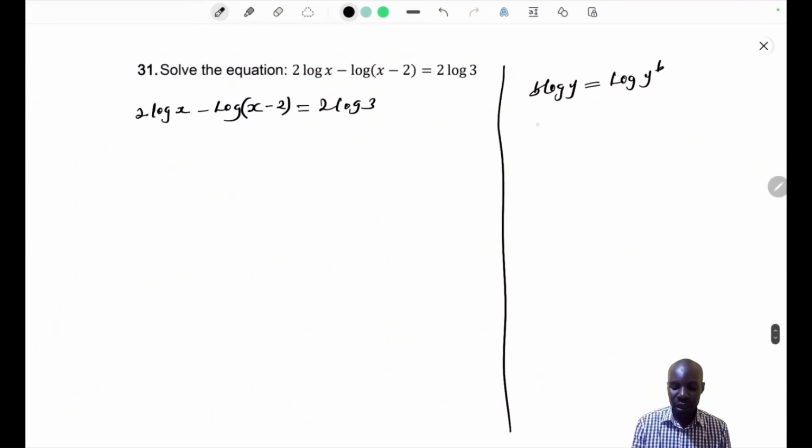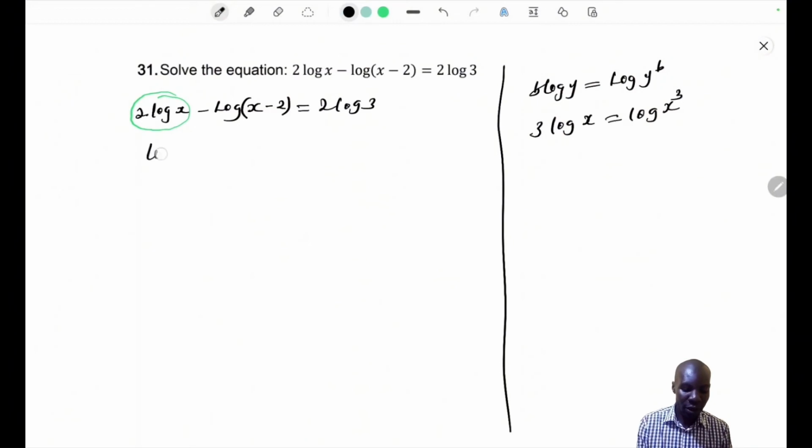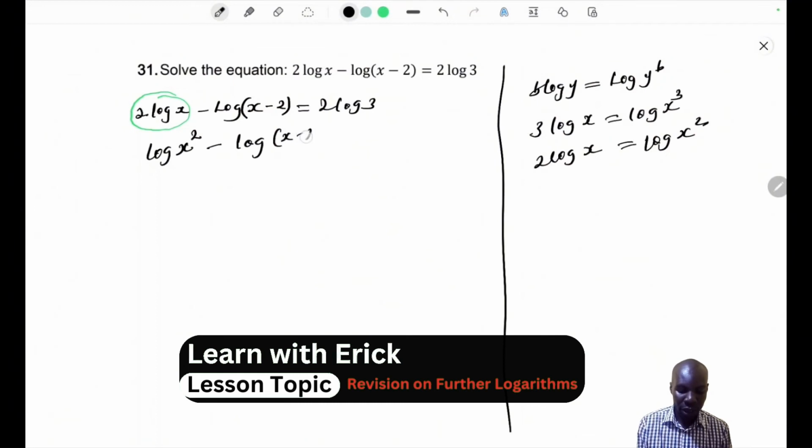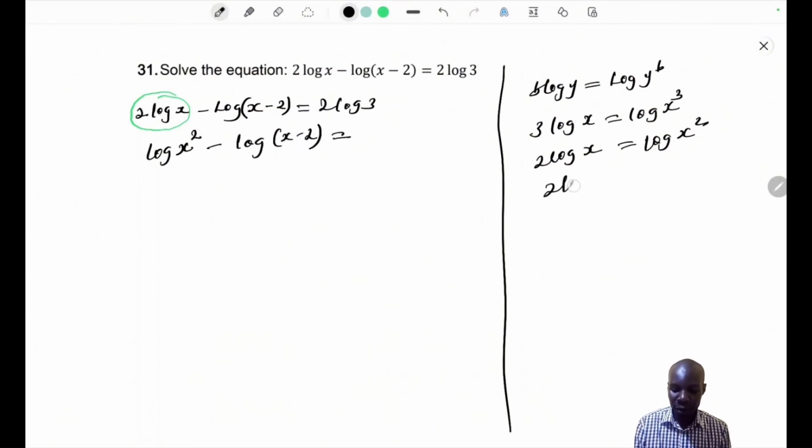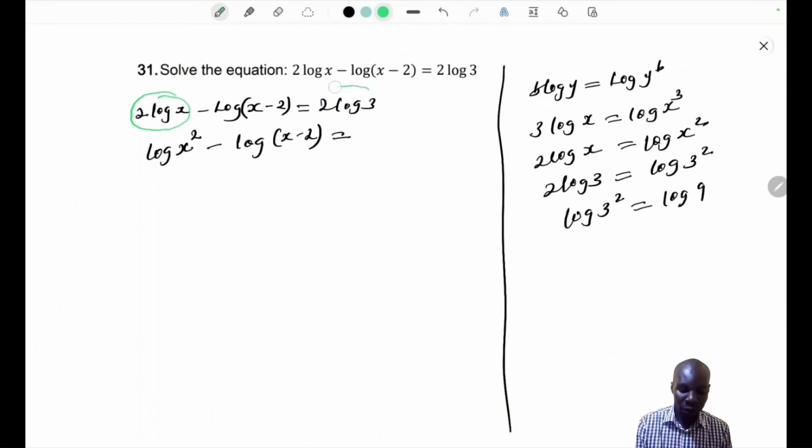If you have 3 log of x, we know that this can be written as log of x to the power 3. So in our case here, 2 log of x can be written as log of x to the power 2, minus log of x minus 2 equals, if you have 2 log of 3, we know that it can be written as log of 3 to the power 2, and log of 3 to the power 2 is equal to log of 9. So instead of having 2 log of 3, we'll have log of 9.